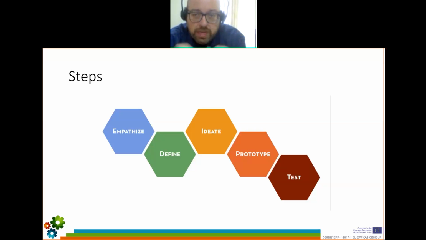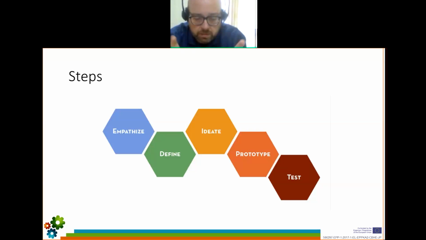In empathize, you're trying to gather as much information as possible on all the different surroundings, the framework of the problem. In the second step, define, you're trying to actually define what the problem is. So that's what we were doing before. And as I said, in design thinking, you might end up with the same basic situation, but different teams finding completely different types of problems. And that's perfectly okay. It's not a bad thing.